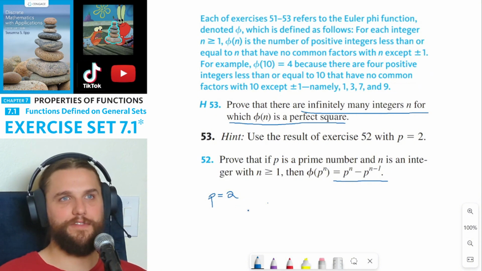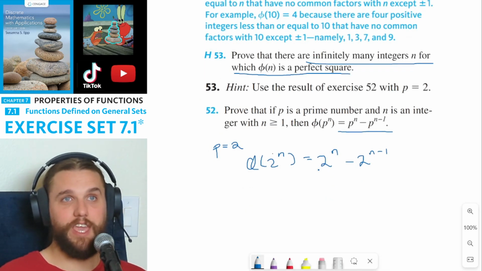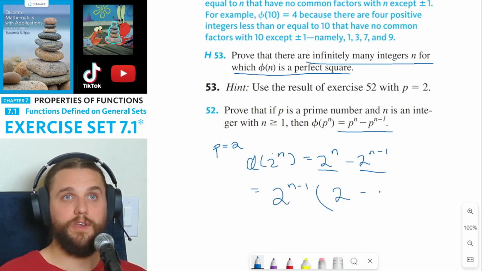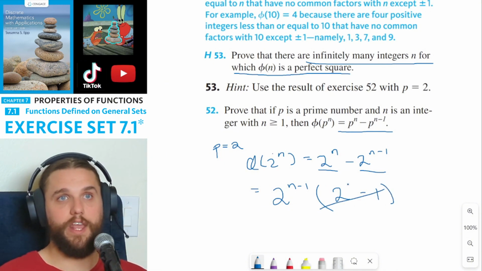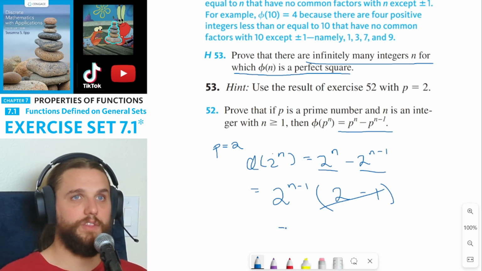If you notice, phi of 2 to the n, according to this formula, is 2 to the n minus 2 to the n minus 1. Now, this expression can be factored because both of these terms have a common factor of 2 to the n minus 1. That's the greatest common factor. So we can factor that out to get 2 minus 1. 2 minus 1 is just 1, and multiplying by 1 doesn't do anything, so this simplifies to 2 to the n minus 1.